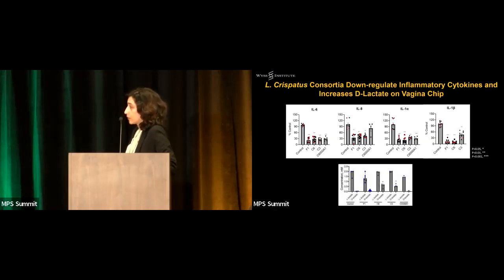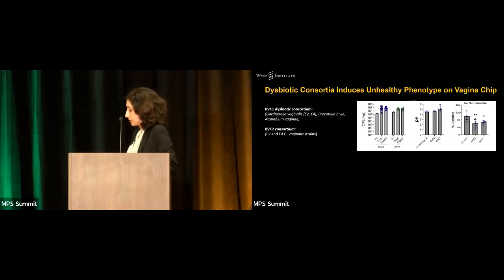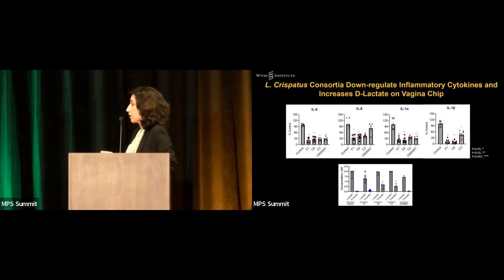Also, we know that lactic acid, as I mentioned, is one of the main components that Lactobacillus crispatus secretes in that microenvironment and contributes to the defense mechanism of the cervix and vagina environment. And we found that we can tell the difference among the 3 different consortia that we tested: 2 of them were found to actually induce production of D-lactate. D-lactate is one type of lactic acid that's specifically contributing to the defense mechanism, and we could recapitulate that on the chip.